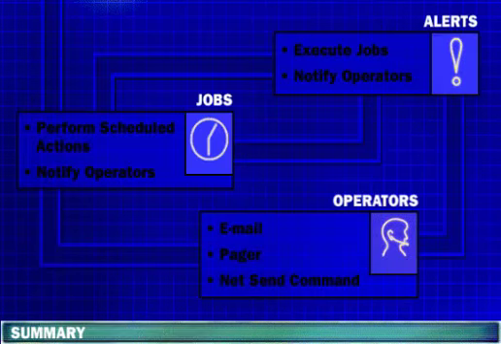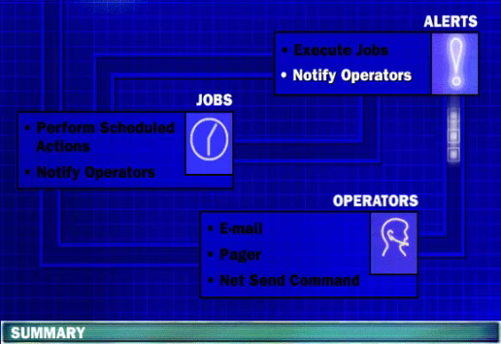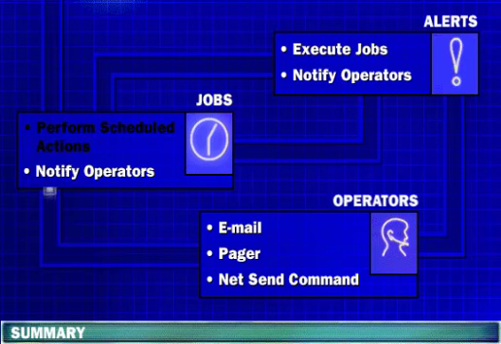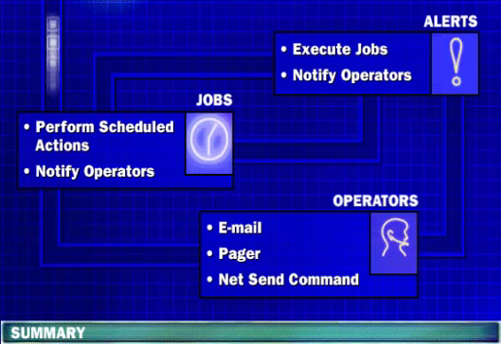In summary, SQL Server automation allows you to schedule routine maintenance tasks on multiple servers and recognize and respond to potential problems. Alerts can send notifications to operators and execute jobs when a SQL Server event occurs. Jobs can send notifications to operators and perform scheduled Transact-SQL, ActiveScript, operating system, or replication actions.